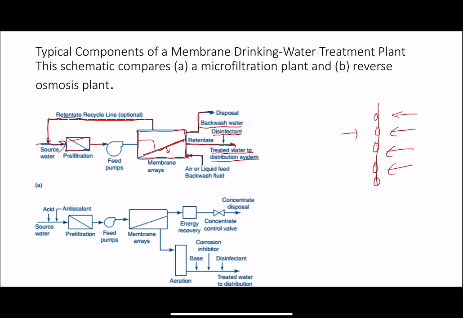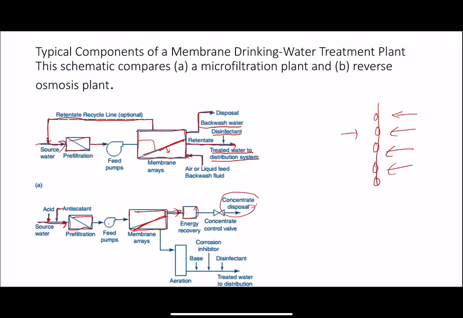This is microfiltration. Reverse osmosis, on the other side: the source water, whether lakes, river, or groundwater, we add some acid. And we add some anti-scalant. This is one of the tricks of reverse osmosis. Of course, we do pre-filtration. And then pump it, because you need a high-pressure pump here, to the RO. This is the RO. In some plants, they will do some energy recovery, and the concentrate goes through a control valve to disposal. This is the disposal.